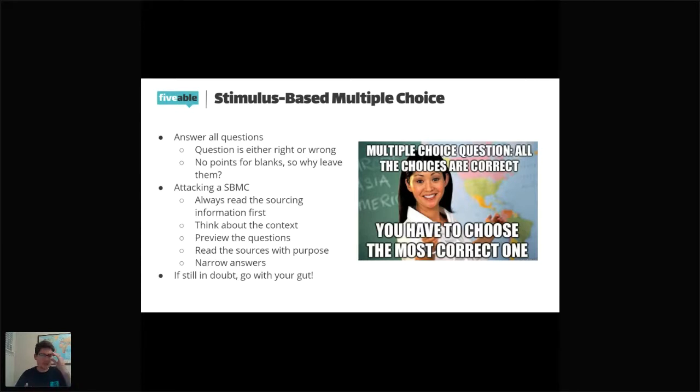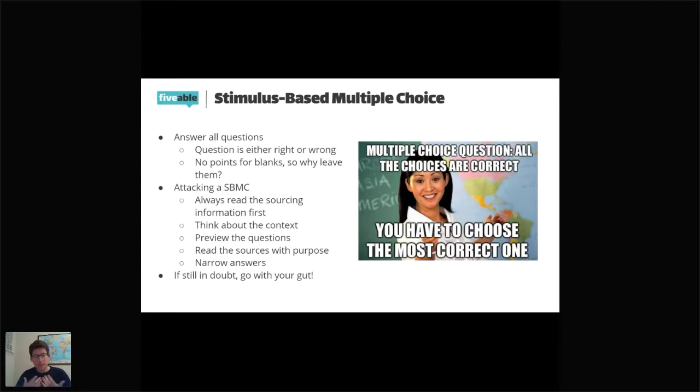Also, narrow your answers down. Throw out one answer that's wildly off base. You can throw out another answer for the time period. Get it down to 50/50, and you're going to have a really good shot on this exam. And of course, if you are still in doubt after getting those answers down, not sure, go with your gut. Especially if your gut's telling you something, don't go against it.